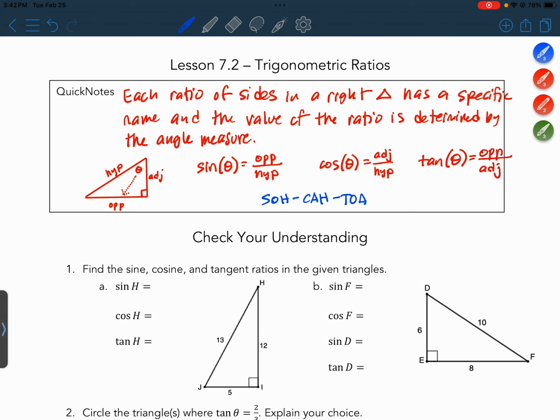Just like you probably have heard the silly phrase PEMDAS, or Please Excuse My Dear Aunt Sally, whatever it is, that's to help you remember order of operations. So this is just a silly phrase that somebody came up with to help you remember the ratios.